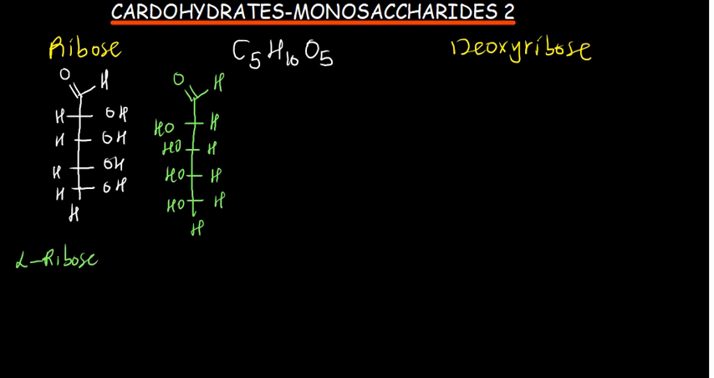So that's not the left, that's the right. Right is called D ribose. And for this one, you can see the OHs are on the left. That is going to be called L ribose. So this is ribose. Now let's draw deoxyribose.